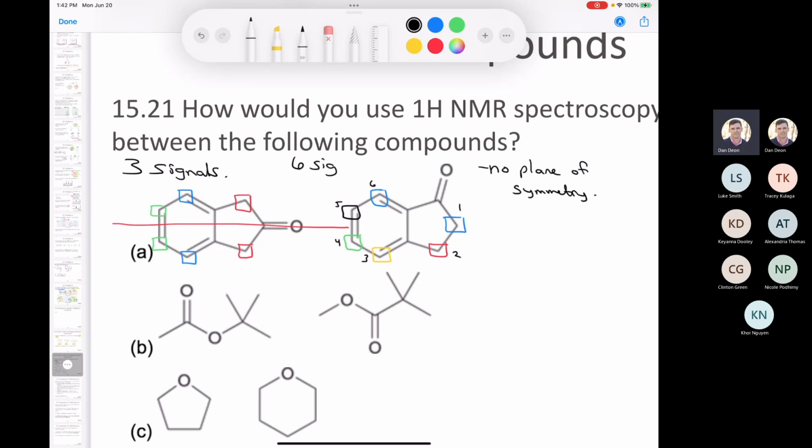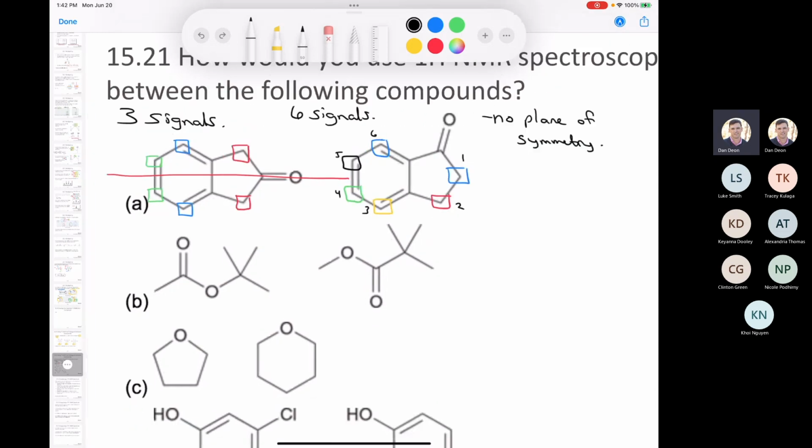6 signals. And so very quickly you can tell the difference between 3 signals and 2 signals, and you would be able to determine the difference between these compounds. You would say, well, the one that's 3 signals, that's this compound, and the one with 6 signals is this compound. Okay, let's take a look at B.